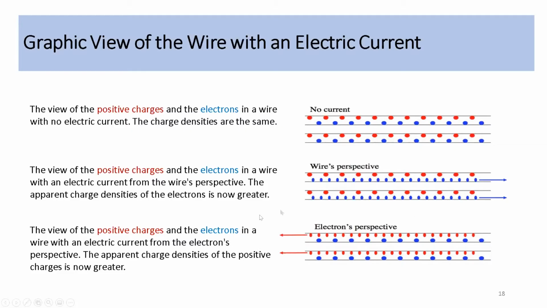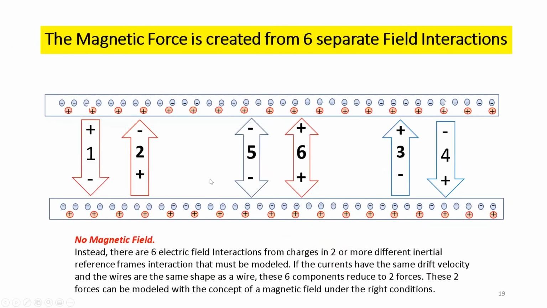The bottom diagram shows the electron's perspective, which shows the electrons as stationary, because they don't know they're moving, because you don't really feel velocity. And they see the protons moving in the opposite direction. This is nothing new here. This is just the basic source of the magnetic force. But what happens here is we have a number of interactions going on.